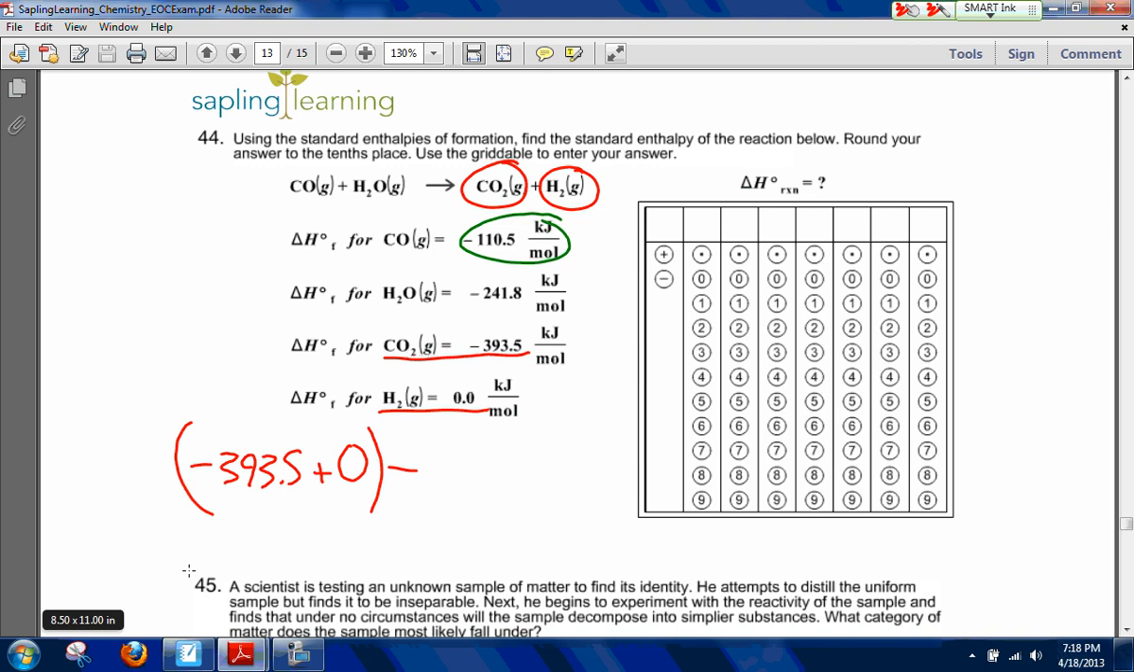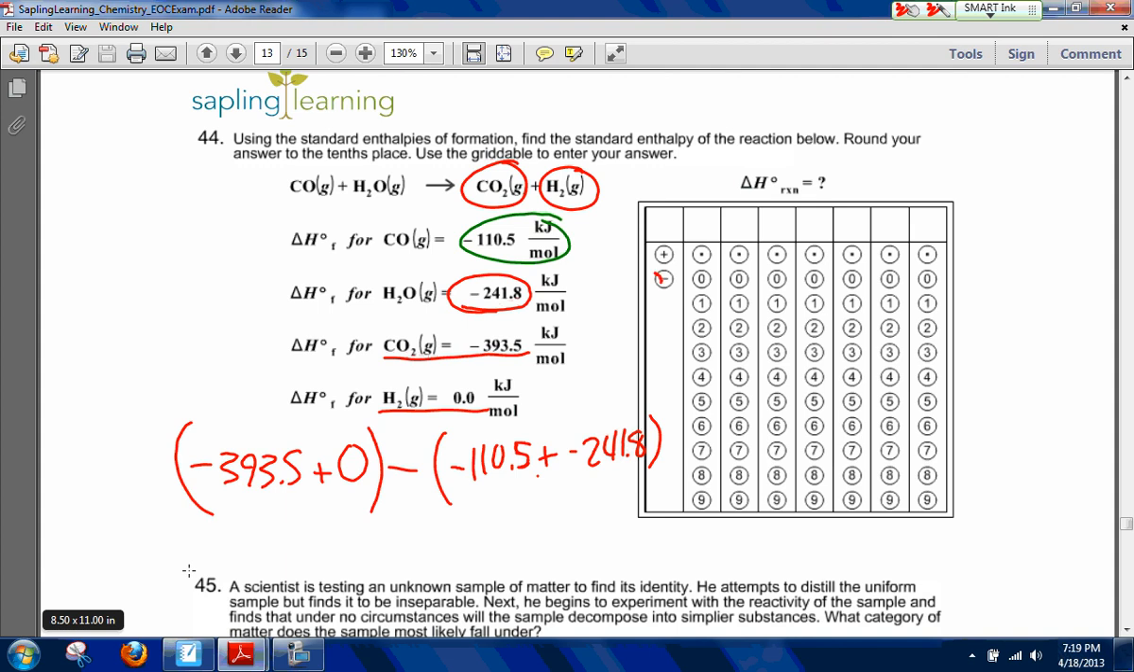Now I have to subtract my reactants. So CO, carbon monoxide, was negative 110.5 plus H2O, which is 241.8, but it's a negative as well. And I throw these in my calculator just as I've written them. So I have negative 393.5 minus, open parentheses, negative 110.5 plus a negative 241.8, and I get negative 41.2.